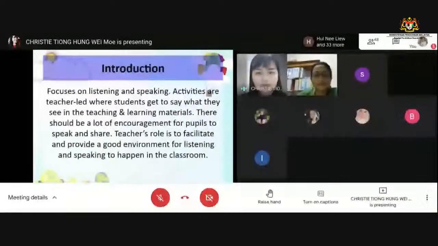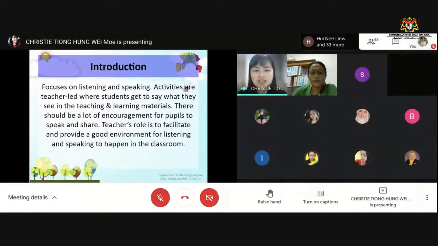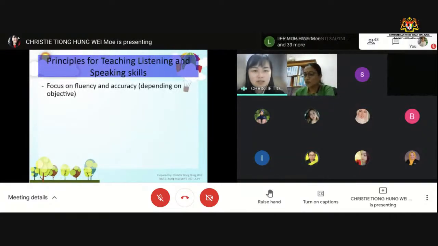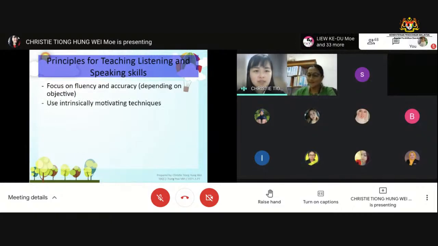To facilitate and provide a good environment for listening and speaking to happen in the classroom, there are some principles for teaching listening and speaking skills. First, focus on fluency and accuracy, but it depends on your teaching and learning objectives. We use intrinsically motivating techniques, and also use authentic language in meaningful context.